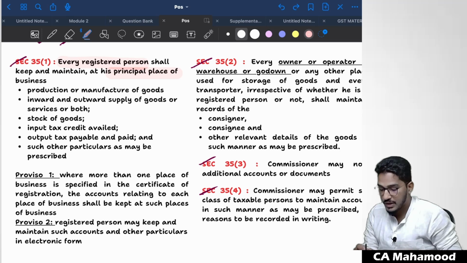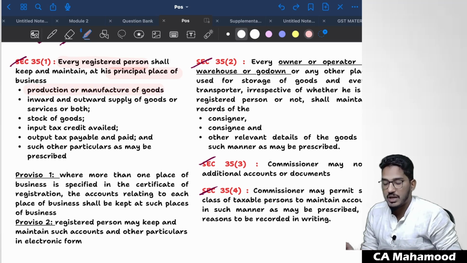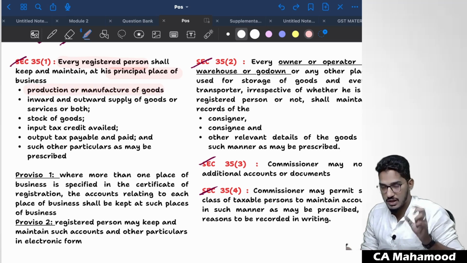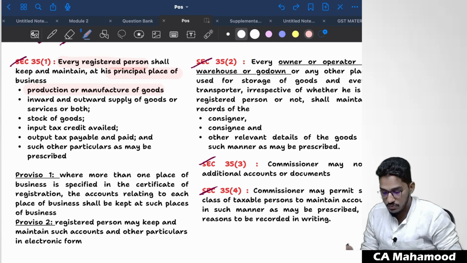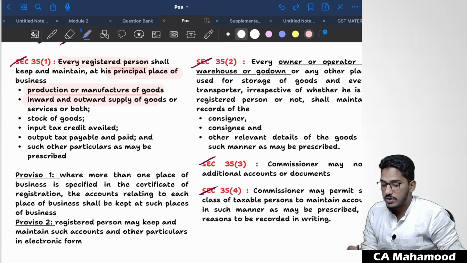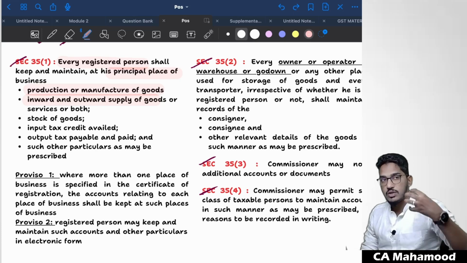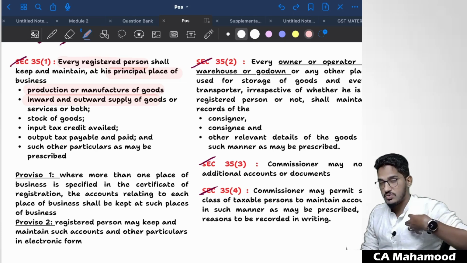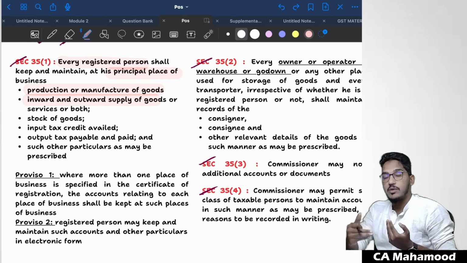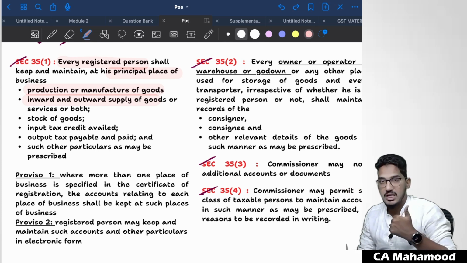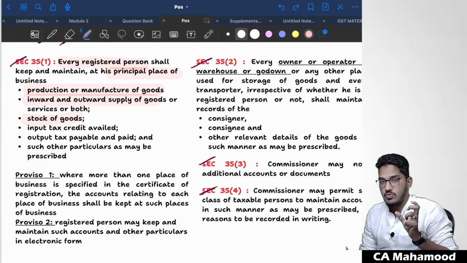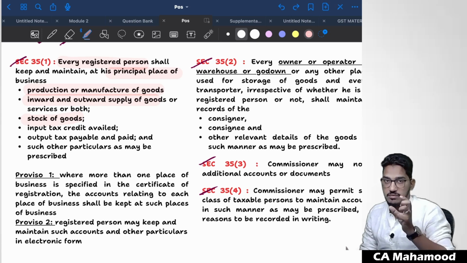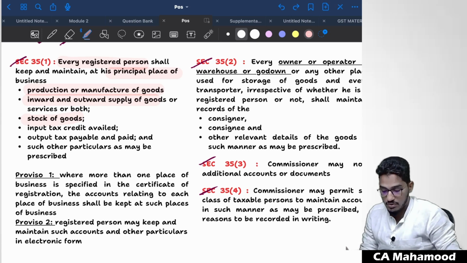Which records? The records relating to production or manufacturing of the goods. If you are a manufacturing entity, at your principal place of business, you have to maintain records relating to production or manufacturing of the goods. Inward and outward supply of goods or services or both. What inward goods you have, what inward services you have, what outward supply of goods and services you have made, regarding that also you have to maintain records. And records relating to stock of the goods, what stock you are holding, even for that stock you have to maintain the records.